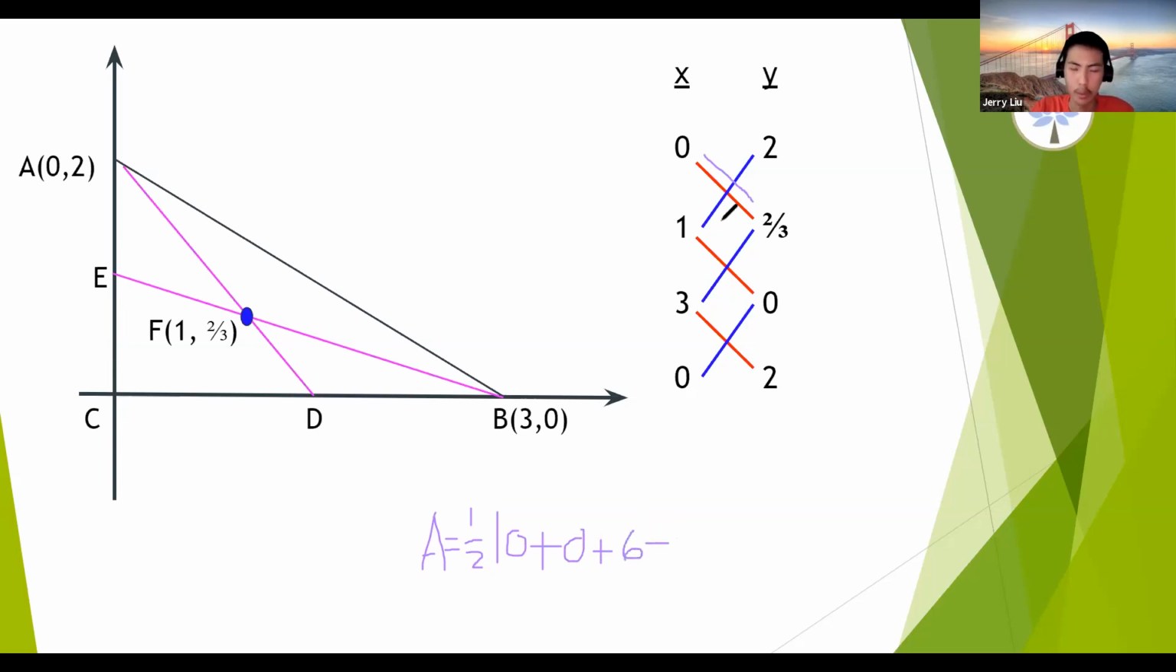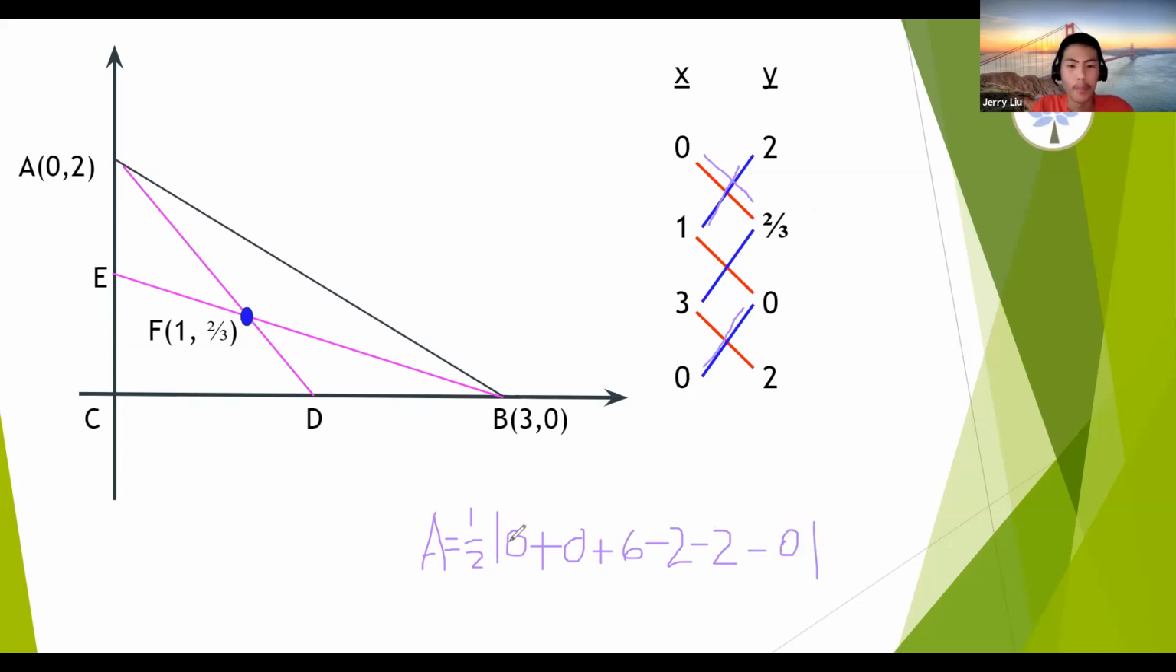And then we're going to go into the parts that we're taking out. So we have 1 times 2, which is equal to 2. And then we have minus 3 times 2/3. 3 times 2/3 is equal to 2. So we have minus 2 again. And then our last thing we have to take out is 0 times 0, which is 0.